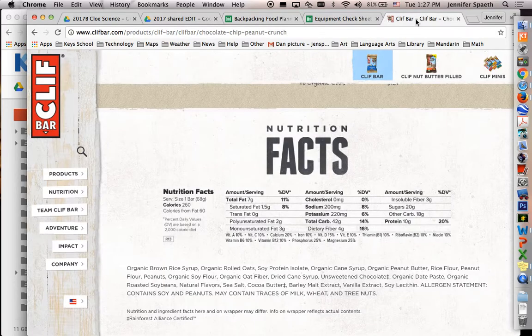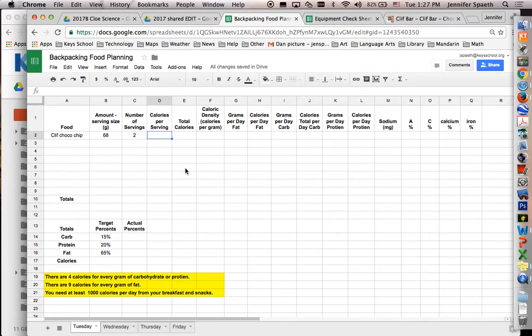Calories per serving, I'd go over here. It says that the calories per serving are 260. So then I'm going to come over here and put 260. Okay. Because I'm going to have 2 of these, I'm going to say equals this times this. There you go. So that would be the total calories I was getting from Clif Bars in a day.